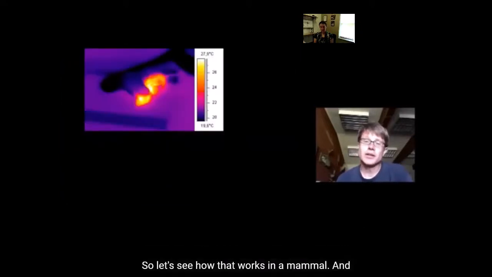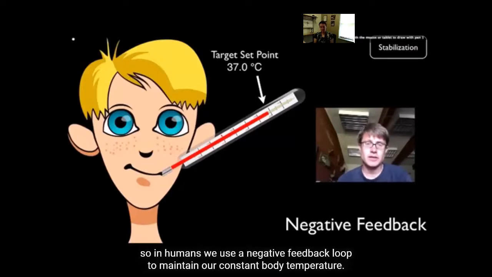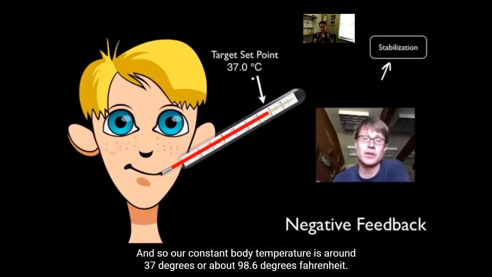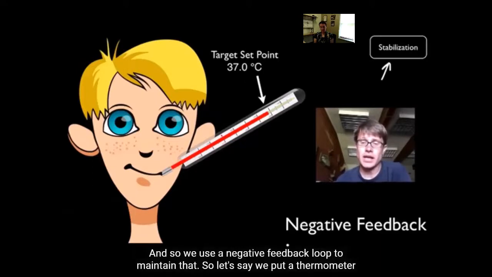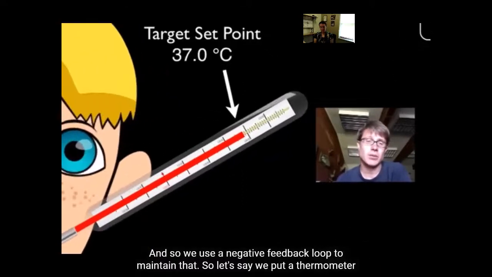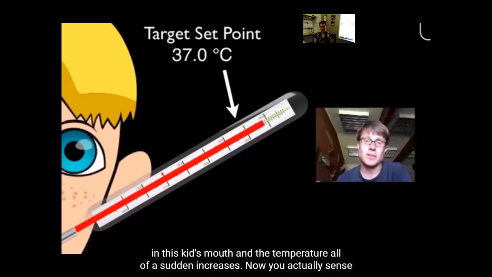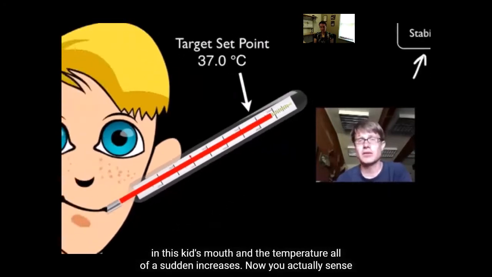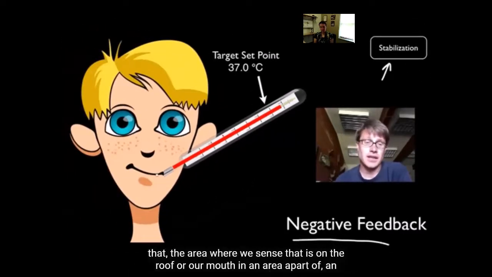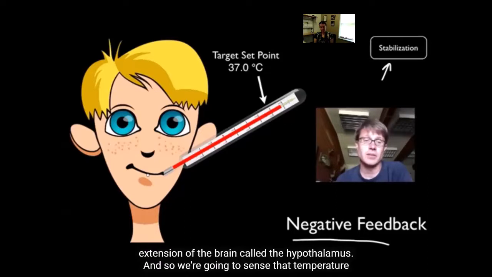So let's see how that works in a mammal. In humans, we use a negative feedback loop to maintain our constant body temperature. Our constant body temperature is around 37 degrees Celsius, or about 98.6 degrees Fahrenheit. So we use a negative feedback loop to maintain that. So let's say we put a thermometer in this kid's mouth, and the temperature all of a sudden increases. Now, you actually sense that. The area where we sense that is in an extension of the brain called the hypothalamus. And so we're going to sense that temperature change.